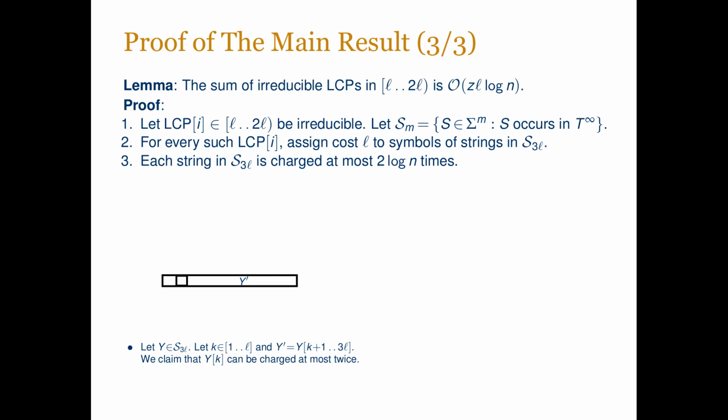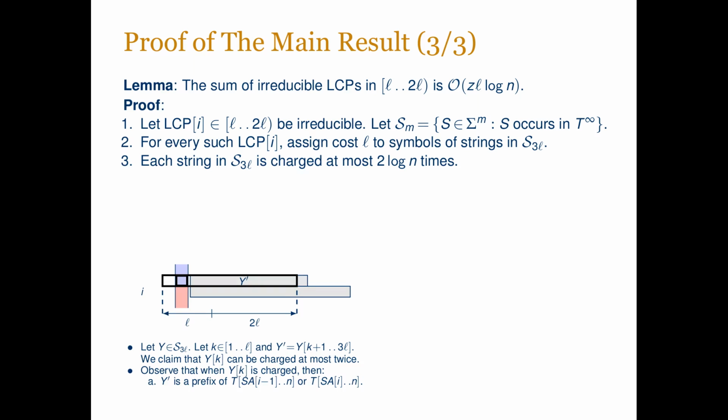Let y as before be a string in the set S3L. Consider some position k between 1 and L, and let y prime be the string extending from position k plus 1 until the end of the string. We aim to show that y of k can be charged at most twice. For this, observe that whenever y of k is charged, 2 things are always true. First, the string y prime is a prefix of either the suffix starting at position SA of I-1 or the suffix starting at position SA of I. In the example, we see a situation where y prime is a prefix of the suffix starting at position SA of I-1. The other figure shows the other case.